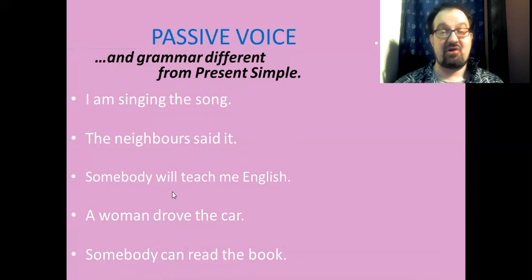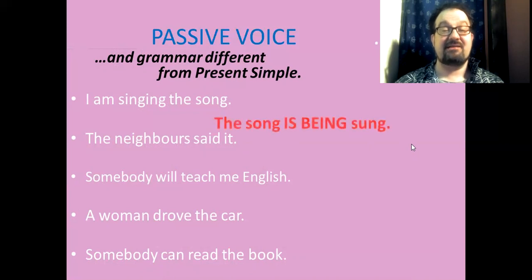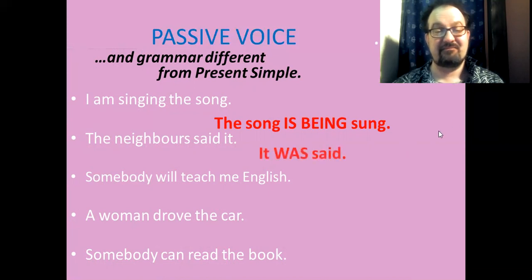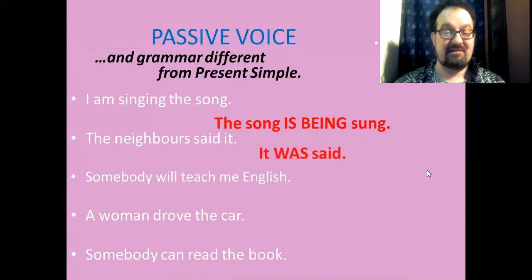I am singing the song is, for example, present continuous. And in passive voice, it will look like: the song is being sung at the moment. Somebody is singing the song. I am singing the song. The song is being sung. Some people said it in past simple, so it was said then. It was said.